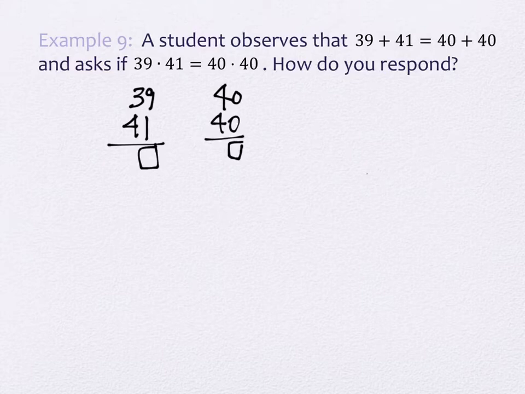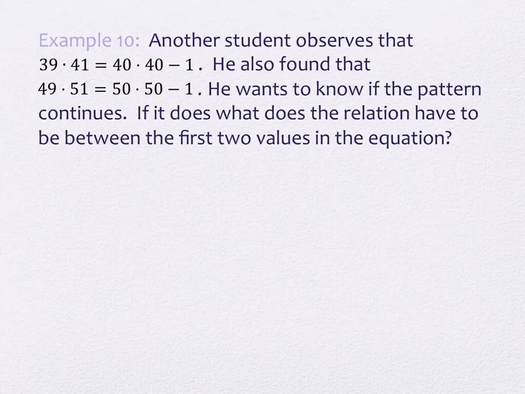But then we have another student who notices another thing. Another student notices that when you multiply them, like we were expecting, and you subtract 1 from the right-hand side, it actually works. It's not a question of does it. It does work. And then he also finds that if you do 49 times 51 and make that 50 times 50 minus 1, it also works. And he wants to know if the pattern continues. And if it does, what does the relation have to be between the first two values in the equation that we're working with?